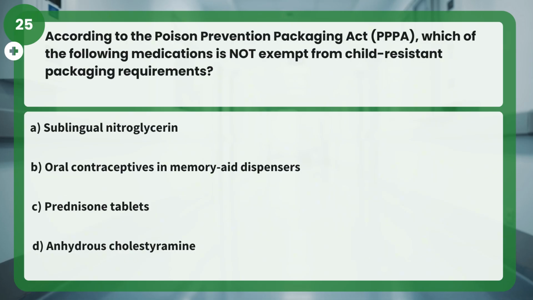Question 25. According to the Poison Prevention Packaging Act, PPPA, which of the following medications is not exempt from child-resistant packaging requirements? A. Sublingual nitroglycerin. B. Oral contraceptives in memory aid dispensers. C. Prednisone tablets. D. Anhydrous cholestyramine.